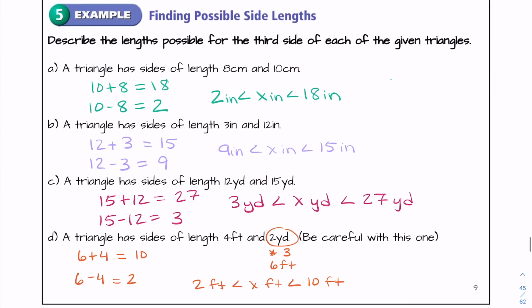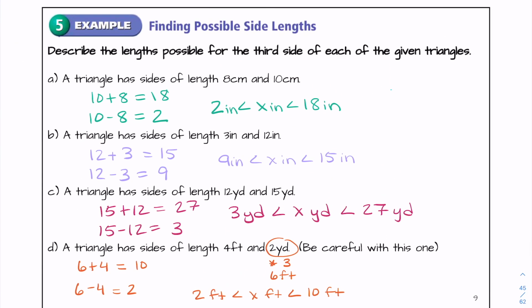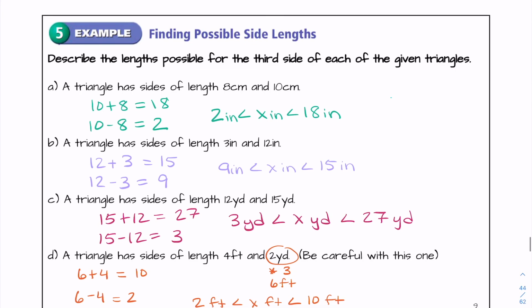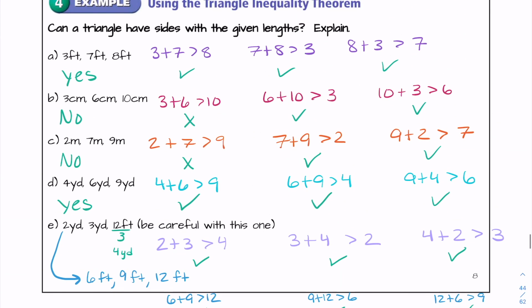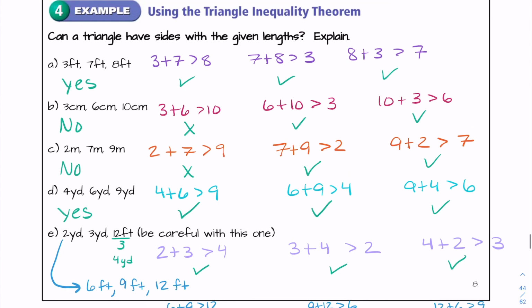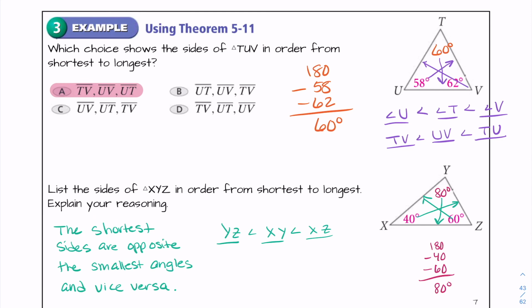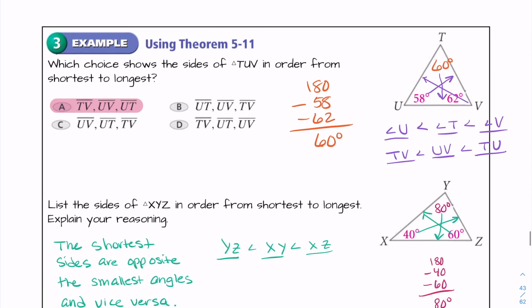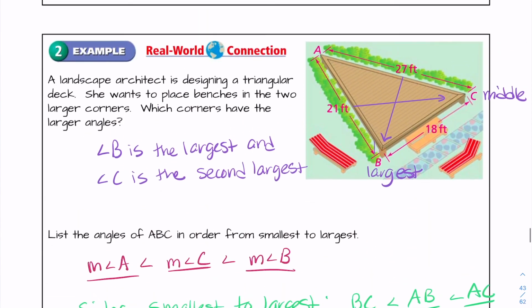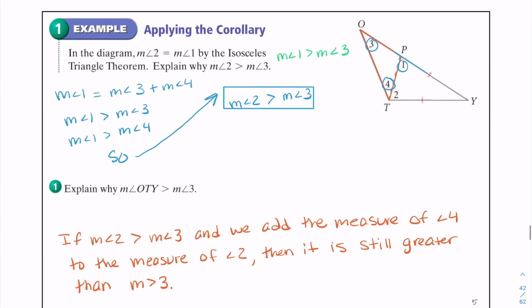All right. This is a very long video, but hopefully it was very informative. And now you see how to find possible side lengths, how to determine if the lengths of a triangle can exist, using the theorem to order sides and angles based on what's opposite them, and then applying a theorem to another theorem in terms of what's greater or lesser.